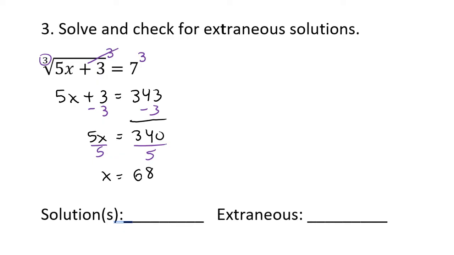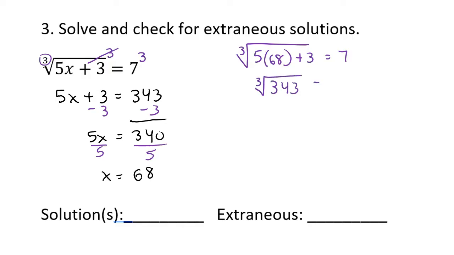And now we have to figure out, is this a solution or an extraneous solution? To do that, we're going to check it by plugging it back into the original equation. So we have the cube root of 5. Now instead of having an x, it will be 68. Wherever there's an x will turn into the answer that we got. And so now we're just going to do the math on the left side. 5 times 68 is 340 plus 3, 343 inside the cube root.